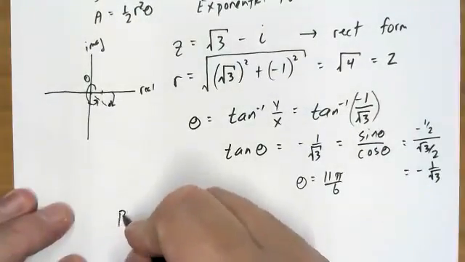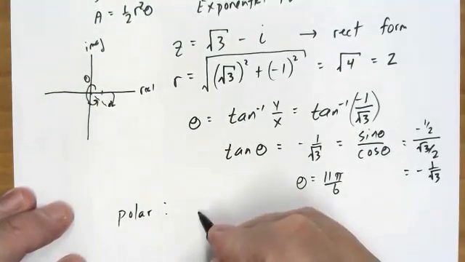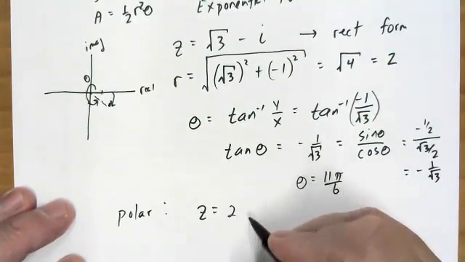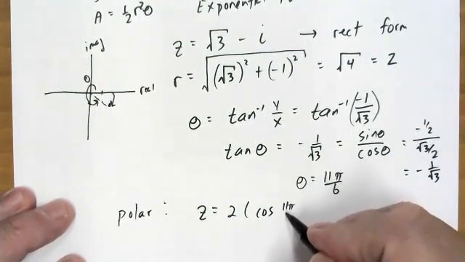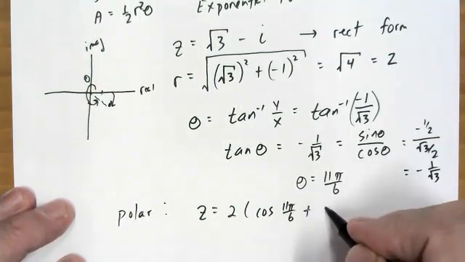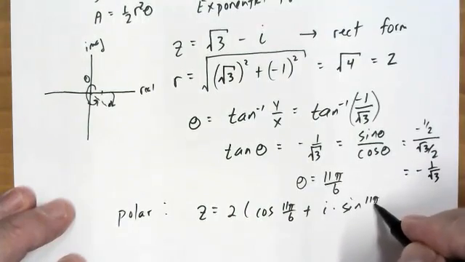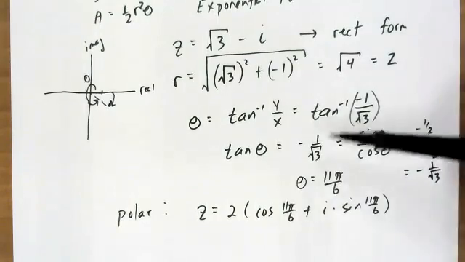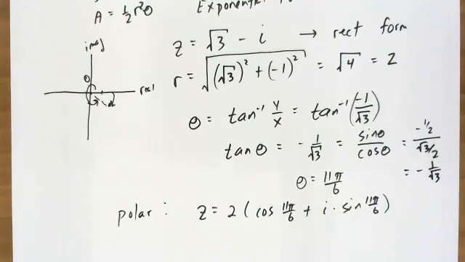So to write this in the polar form, I've got what I need. This complex number is, you take your r, cosine 11 pi over 6 plus i times the sine of 11 pi over 6. So the big difference is, in the previous video, we would have expressed these angles in degrees, but now we want them to be in radians.